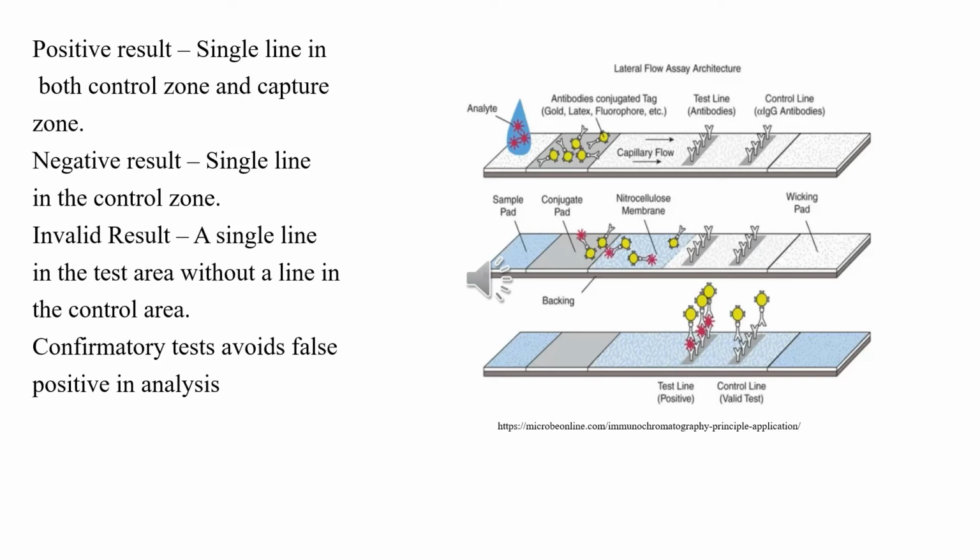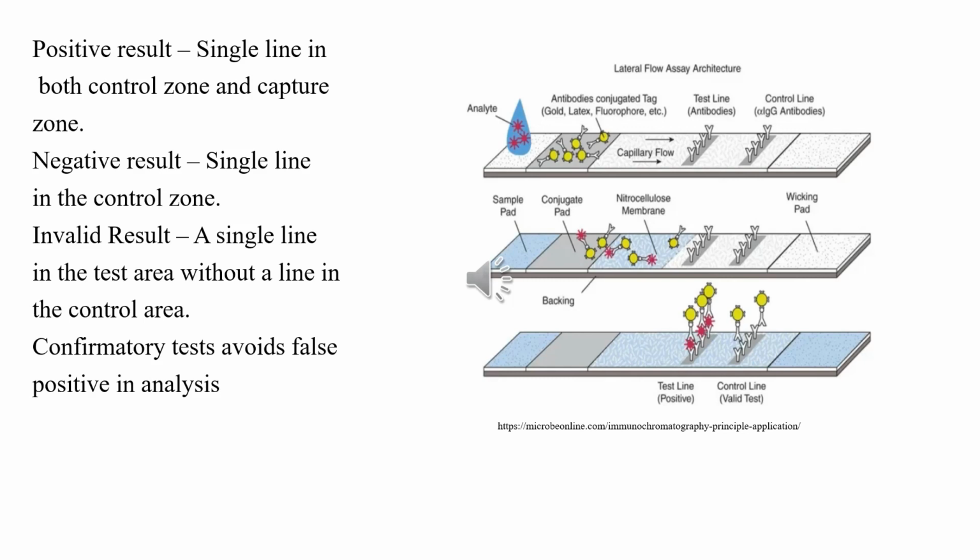The specimen containing antigen is placed on a sample pad and migrates into the conjugate pad, where there are conjugated antibodies. As a result, an antigen-antibody complex will be formed. This migrates towards the capture zone and becomes visible on the test membrane. The sample again migrates to the control zone and produces the second visible line.